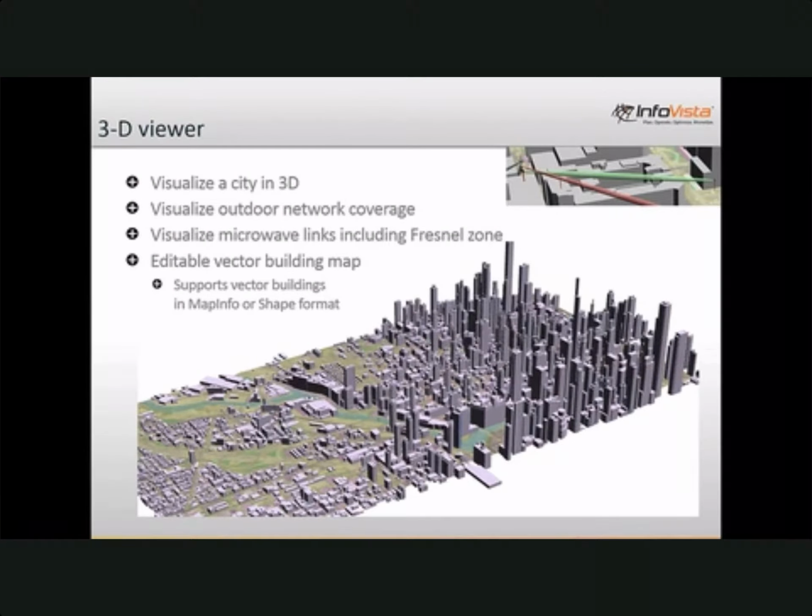The vector building map is editable, so you can actually change the height on the fly in the 3D viewer, and we support vector buildings in MapInfo or shape format for this 3D viewer. The 3D viewer can also easily be opened from within Ellipse. You don't need to have any extra module or anything. You just need to have this vector map with building data, and then it can be opened and used for your planning to improve the accuracy of your analysis.